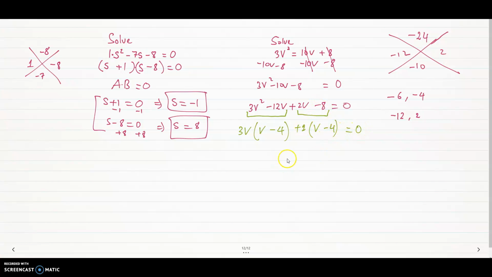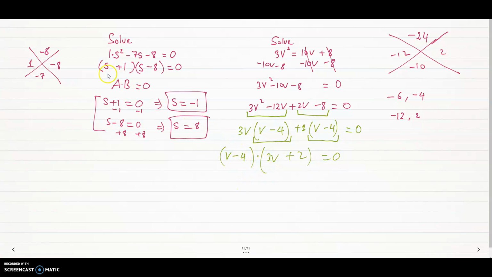Now, anytime you are doing the grouping method, we have to do it twice. So we do another grouping because there is a common factor v minus 4 between the two terms. So I pull that v minus 4 outside again. Then my first term here, when I pull out v minus 4, I have 3v left. And this one, when I pull it outside, I only have 2 left, equals 0.